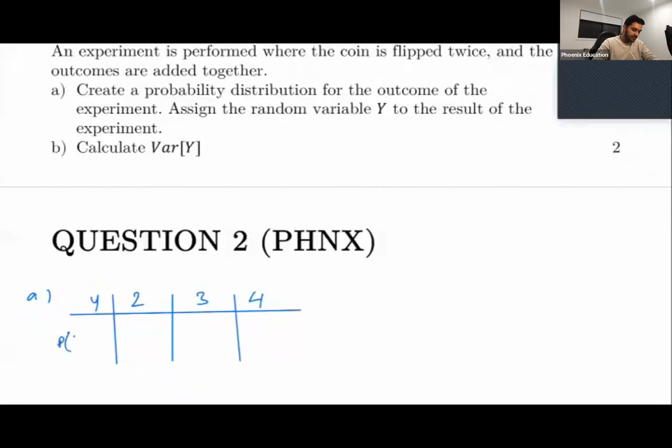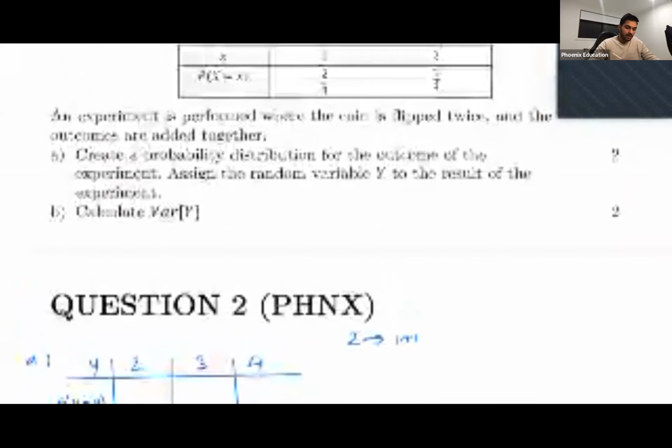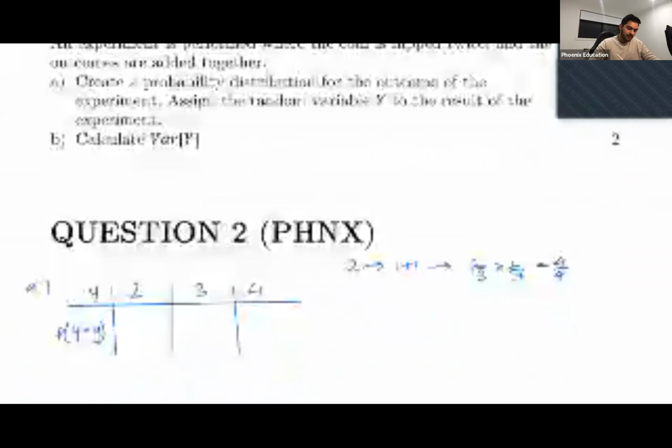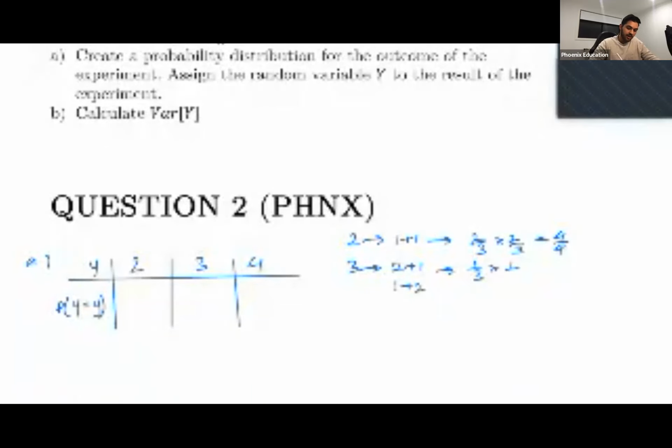And what we need to do is work out the probability of these outcomes. So let's have a look. If we want to work out the probability of 2, this comes from a 1 and a 1. Probability of getting a 1 and a 1 is 2 on 3 times 2 on 3, okay, which is 4 on 9. Probability of getting a 3. So this comes from getting a 2 and a 1 or a 1 and a 2, okay? So probability of getting a 2 is 1 on 3 and getting 1 is 2 on 3.